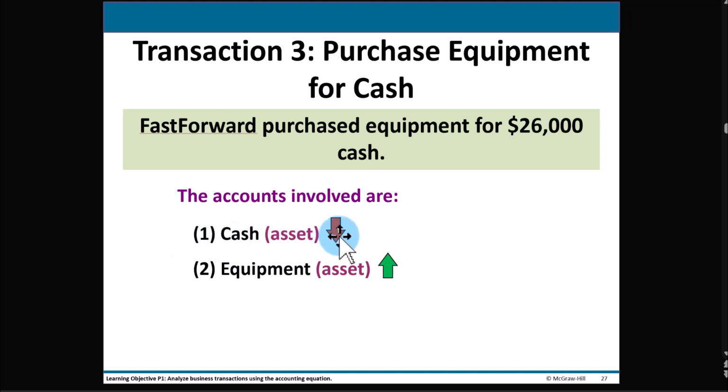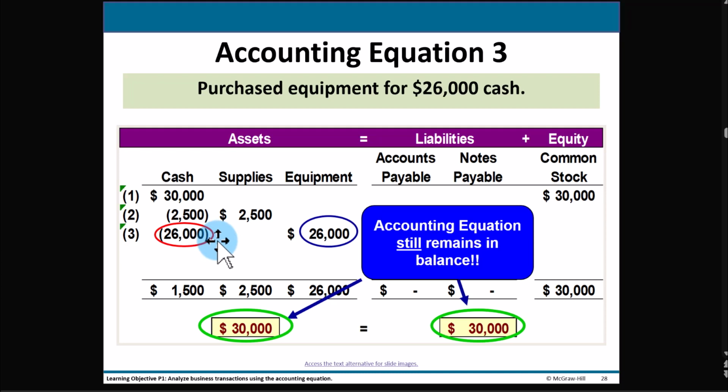So again, cash goes down, minus, and a new asset, equipment, goes up by the same amount. Cash goes down. You notice we're starting to run out of money. Balance of 1,500. Supplies stay the same. Equipment has gone up. It was zero. Now it's 26,000. If you add up all three asset balances, the total is still that same 30,000 we started off with. Again, no change to liabilities plus the same 30,000 equity. So the left equals the right side here of the accounting equation.